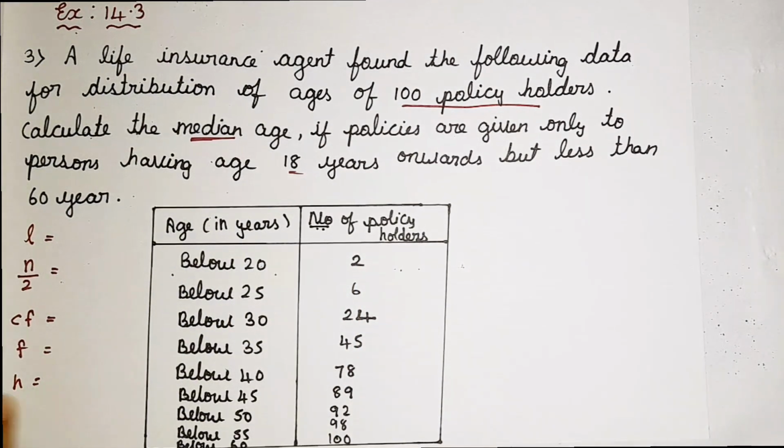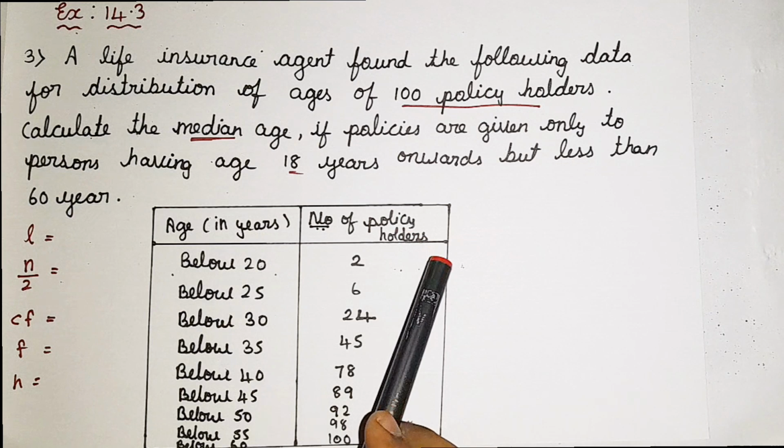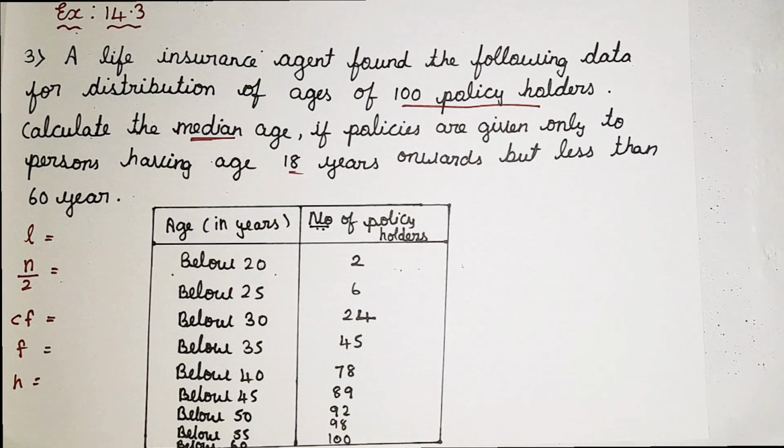Here one more thing I would like to ask is, so here we have values like this, that is number of policy holders, right? I would like to ask whether it is a frequency or cumulative frequency. You might be wondering, of course it is a frequency. Why? Because in almost all the questions we just take it as frequency, isn't it? But you should be aware of one thing, that is, here the last number is 100.